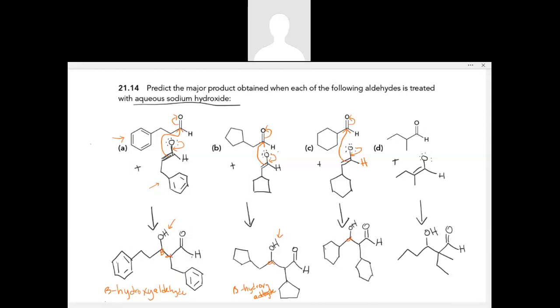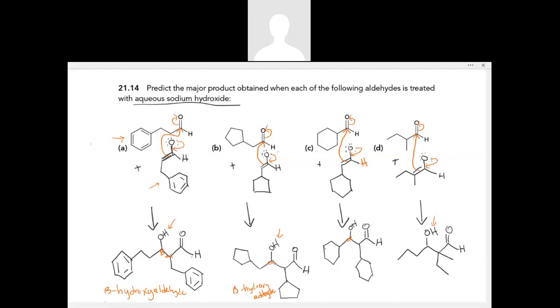And last but not least, this may be the hardest to see, but we're going to follow the same steps here. We're going to form our enolate by treatment with aqueous sodium hydroxide of this aldehyde in part D. Then we'll have movement of these electrons, the nucleophilic attack from our pi bond, shift of those electrons in the carbonyl up to the oxygen. Then we have our protonation due to water.